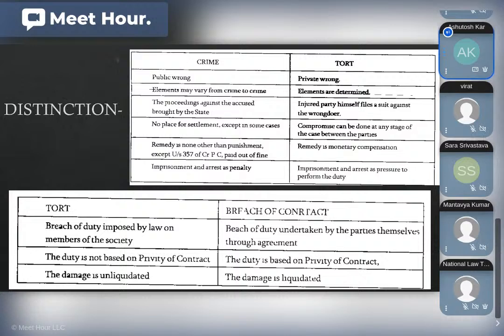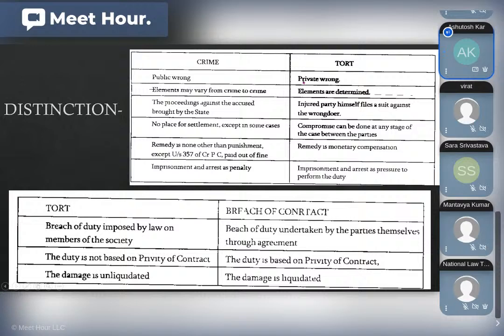So that is what a crime is. A crime is treated as a public wrong, and to set a precedent कि आज से ऐसा कोई और नहीं करे. That is why the prosecution is started by the state as well. Whereas a tort is a private wrong.